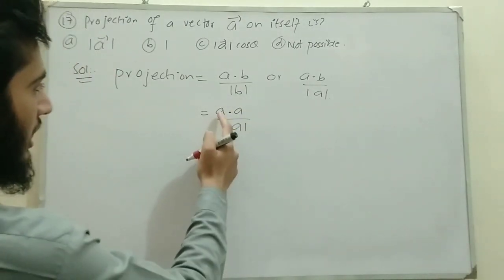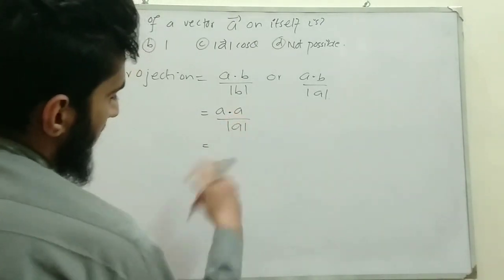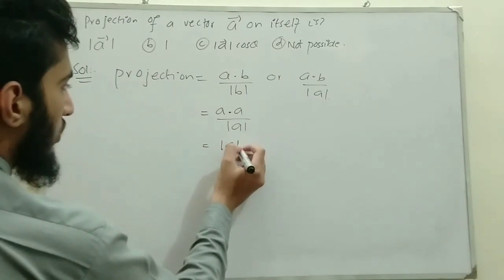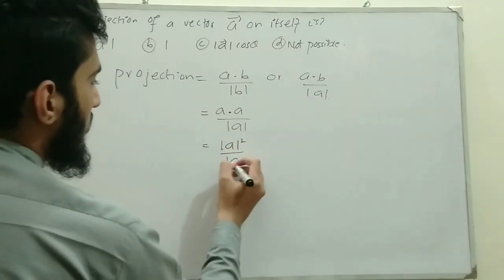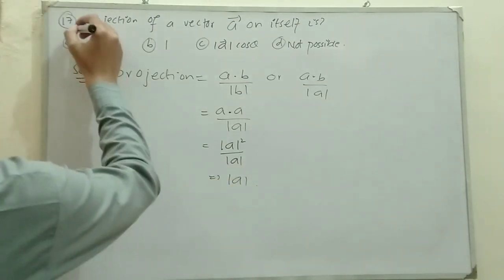So remember, when the same vector is multiplied with itself, it gives us the vector A magnitude whole square divided by the magnitude of A. So it will give us A magnitude. So the correct option is option number A.